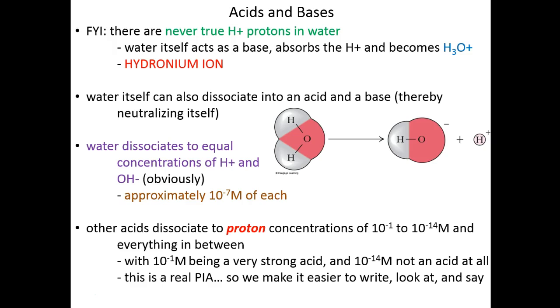This gets pretty cumbersome if you look at it, all these exponents and everything going on there, also the negative signs. And so scientists a long time ago decided to make this easier to look at, easier to write and talk about, and so they just took the log of these values. So if you take the negative log base 10 of these measurable dissociations, you get your pH.